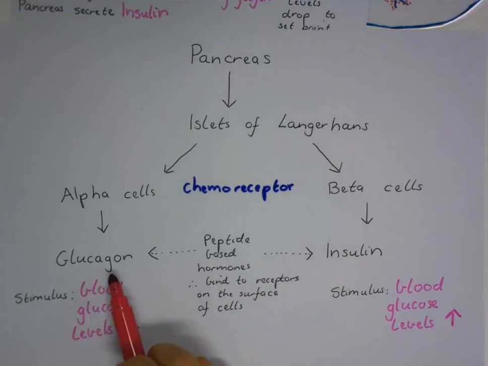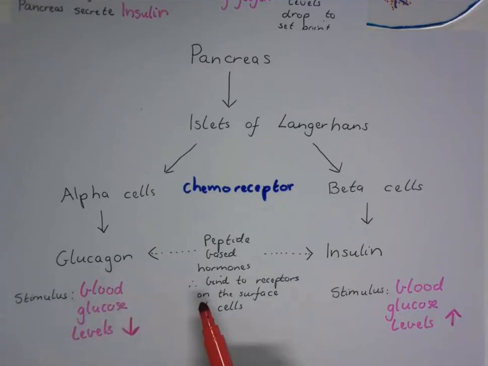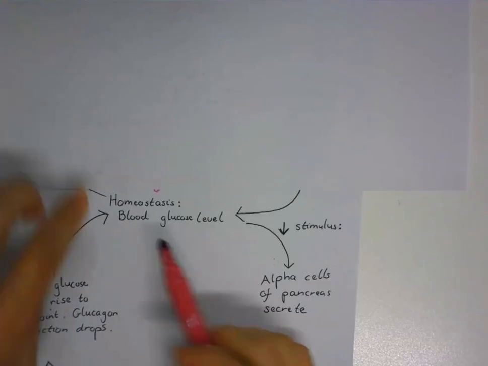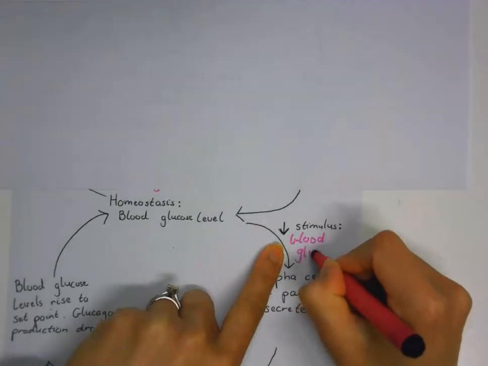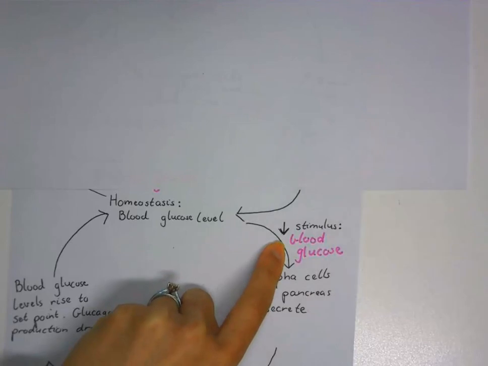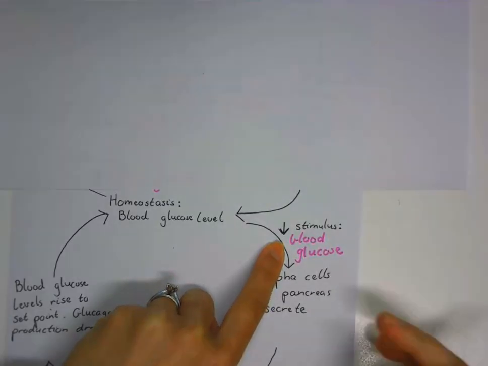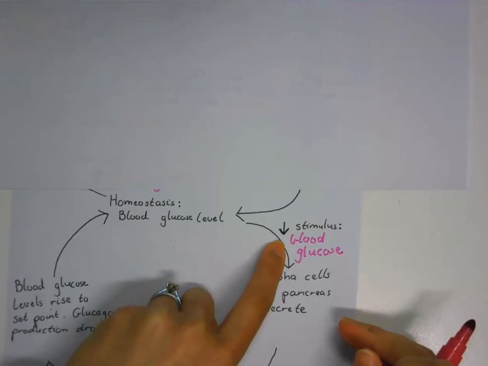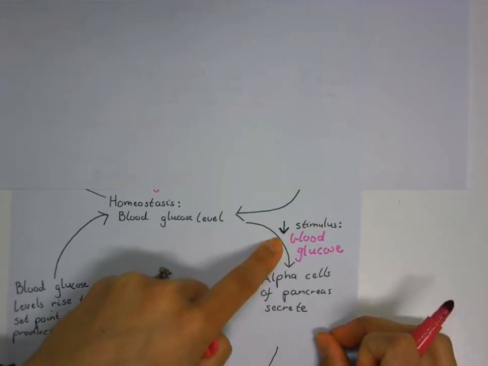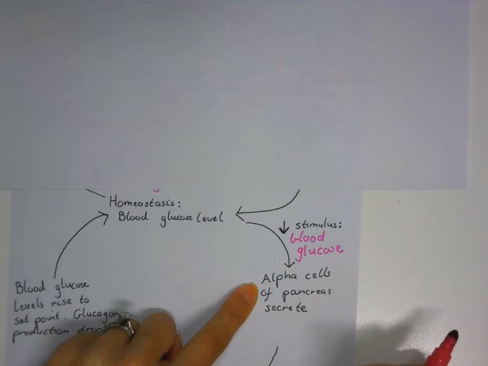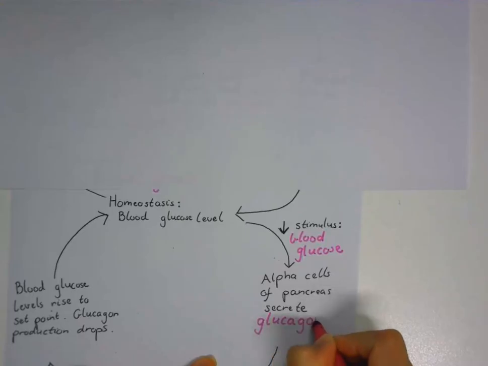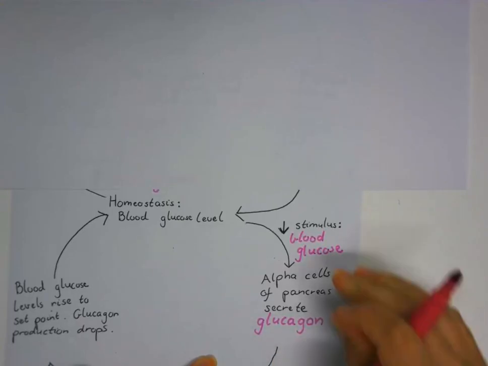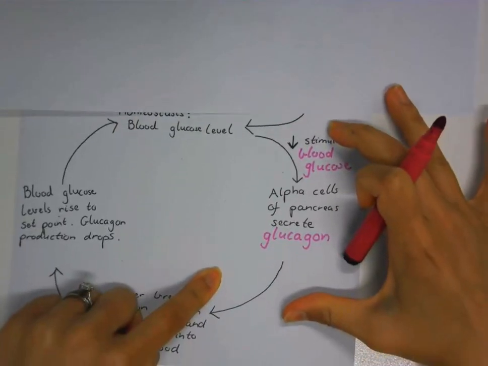Glucagon will only bind to cells that have the glucagon receptor on the surface of their cells. In this case, the stimulus is decreased blood glucose levels, such as if you've been fasting for a long period of time and haven't eaten anything. Obviously your blood is not going to have a lot of glucose in it. So your alpha cells in your pancreas, which are chemoreceptor cells, are going to release glucagon, a peptide-based hormone, which will bind to cells that have the glucagon receptor.